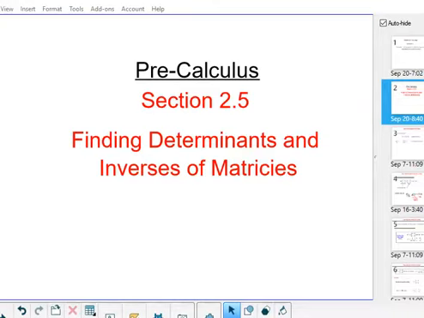We're looking at section 2.5, which is finding determinants and the inverses of matrices. We need determinants in order to find the inverse of matrices. We need to find the inverse of matrices because we use it to solve systems of equations with matrices. Right now, we're looking at solving systems of equations algebraically. This is the prerequisite for solving systems using matrices.